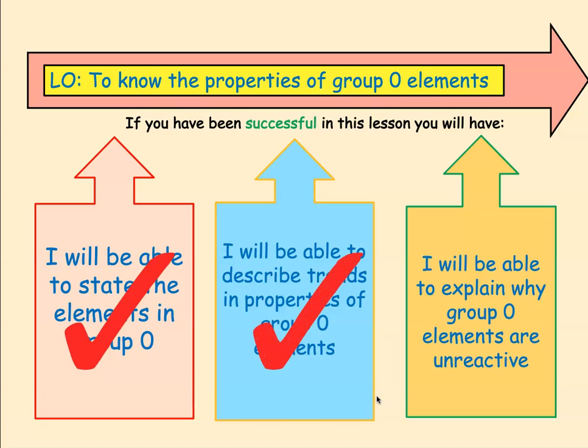Okay, so that means that if you've understood this, you are able to describe the trends in properties of group 0 elements. So move on to our third success criteria, which is I will be able to explain why group 0 elements are unreactive.